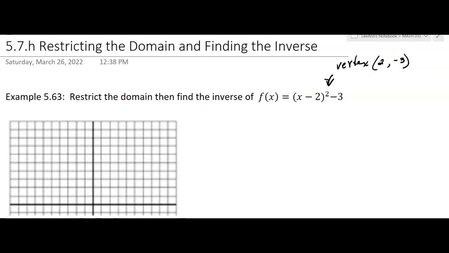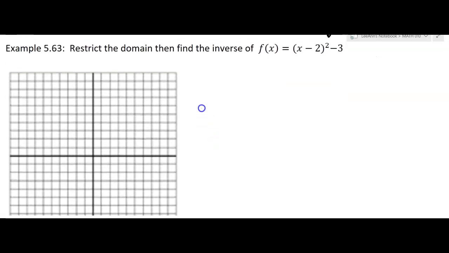And so let's look at what the graph looks like. So let me scroll up a little bit. So it's a right side up parabola, the basic shape, but (2, -3). So my vertex is down here, and I'm getting a parabola that looks like this. And so how are we going to restrict it?